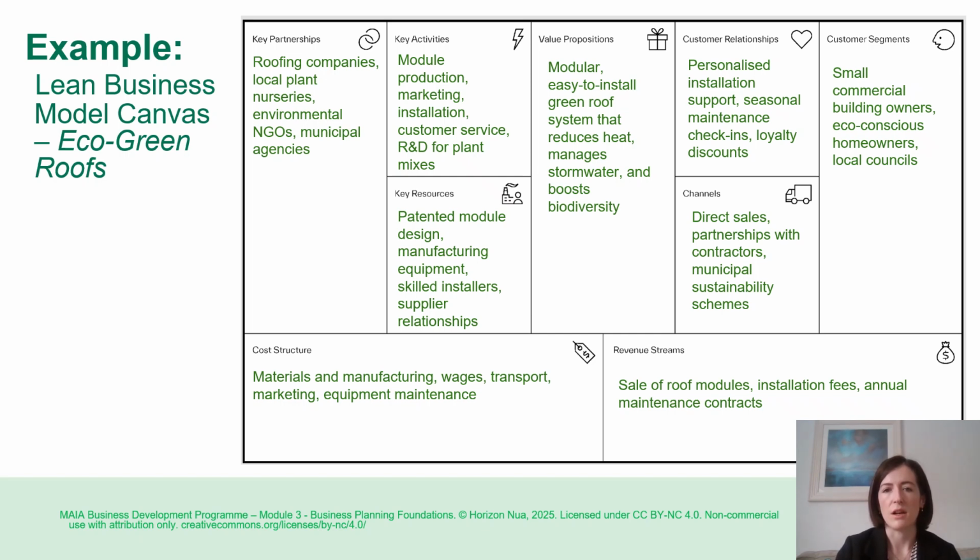On the financial side, their cost structure includes materials, wages, transport, and marketing, while revenue streams come from product sales, installation fees, and ongoing maintenance contracts, ensuring both upfront and recurring income.